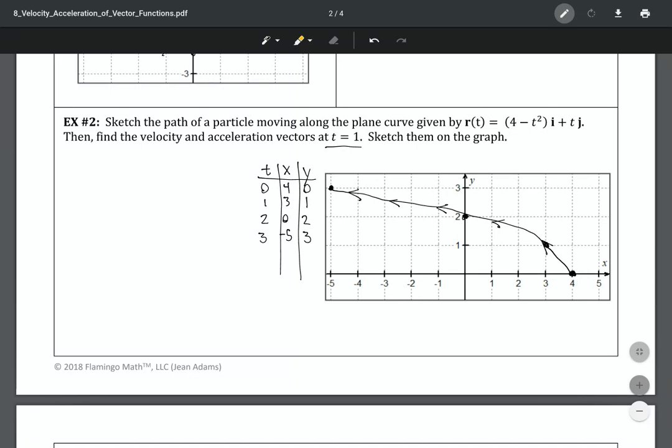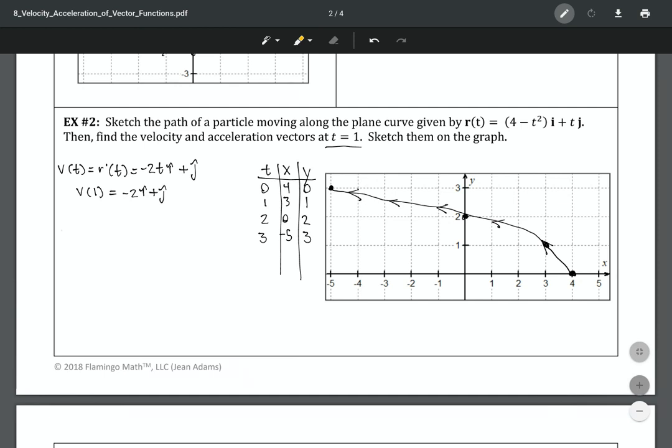But anyway, let's go ahead and figure out the velocity. Velocity is equal to r prime of t. r prime is going to be negative 2t i, plus the derivative of t, which is 1, so this is just plus j. So the velocity at 1 is going to be negative 2i plus j. That's not really going to change much.